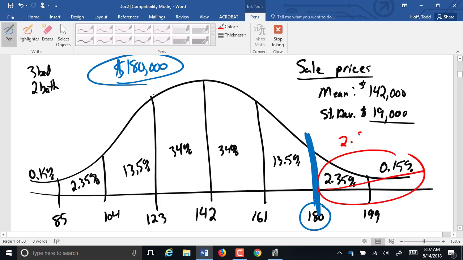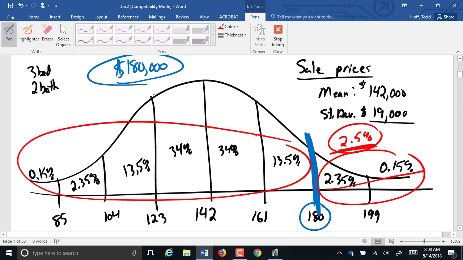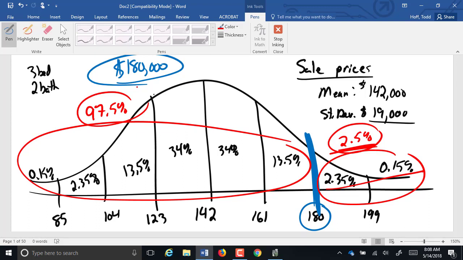I add those percents up, that's 2.5%. So of the 3-bedroom, 2-bathroom houses in that area that have sold, only 2.5% have sold for more than that. What does that mean for the percent that sold for less? If I add those all up, that's 97.5%. In that area, 97.5% of all 3-bedroom, 2-bathroom houses were cheaper than that. So what does that tell you? Well, either that seller will probably take less for that house, or you're going to find a 3-bedroom, 2-bath house that you still like that's a lot cheaper. Does that make sense?